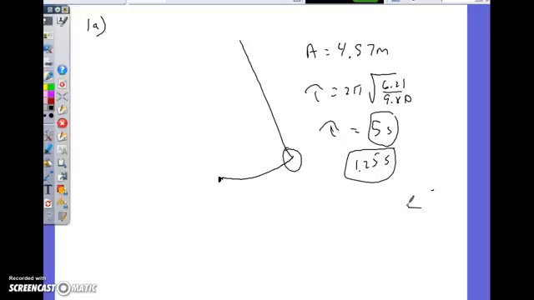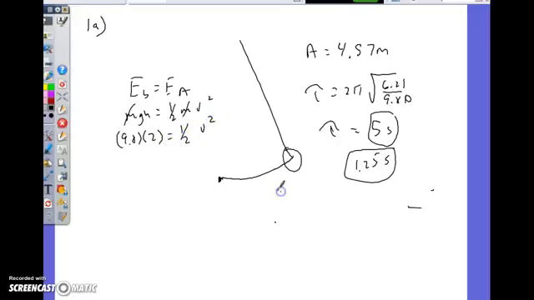E. How fast is it going when it passes the rest position? Well, we know energy before equals energy after is the way we're going to approach this, right? What kind of energy drives a pendulum? Potential energy. So I'm going to go mgh is equal to 1/2 mv squared. Notice the mass cancels out. g is 9.8. How high did I raise it? 2 meters. 1/2. What's the velocity? I don't know, but that's what I'm looking for.